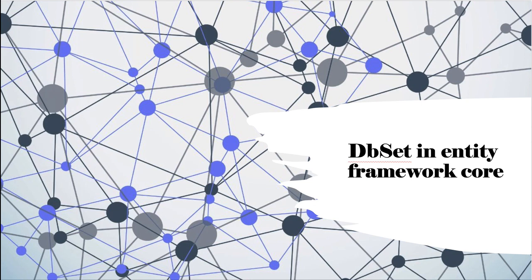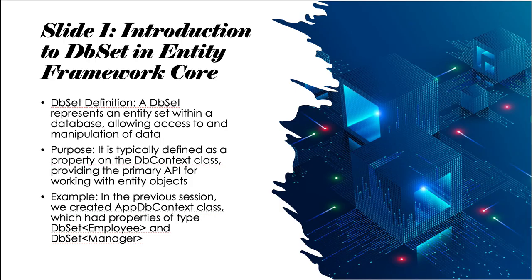Today we are diving into an important topic to be assessed in the EF Core course. If you have been following along in our last session, we created the DbContext class where we added two properties of type DbSet. So in this video, we will discuss what DbSet is and how it works, and how you can use it to perform operations like querying, inserting, updating, and deleting data in your application.